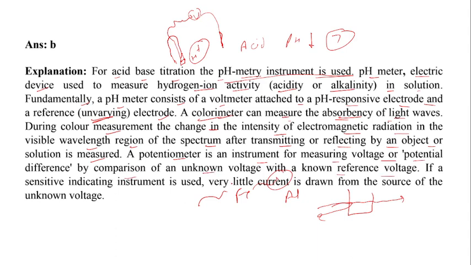A potentiometer is an instrument for measuring voltage or potential difference by comparison of unknown voltage with known reference voltage. So it means some reaction is going on in your sample, so it will change. If the potential changes, then it will give some indication, and it can be used for measurement of unknown species. So these are all about this question number B.